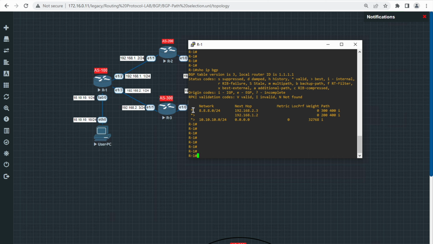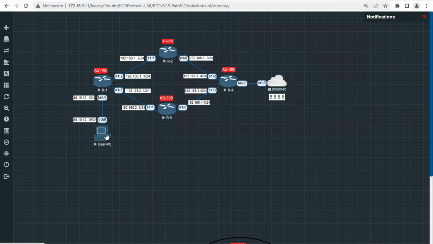If your router shows the star mark, it means both routes are in the RIB, the routing information database. But what about the FIB? Only the best path will be installed in your forwarding database. You have two paths and both are in your RIB, but only the best path will be in the forwarding table. That is the path that will be followed to reach your destination. Let me show you.